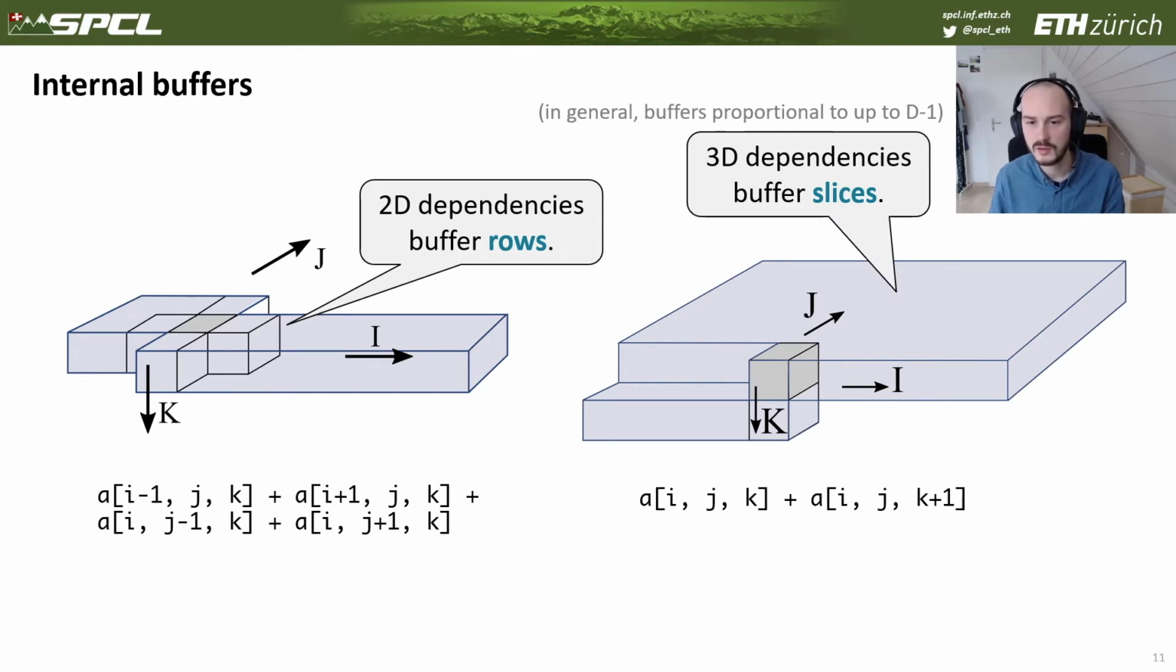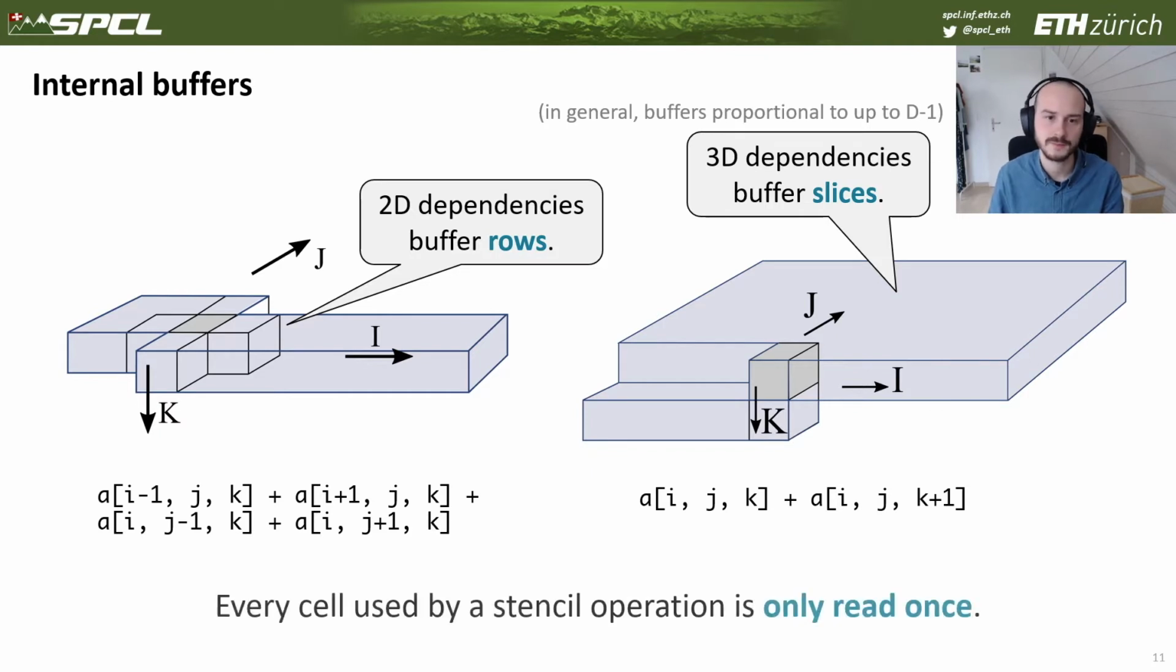In this case, we're accessing a point at ijk, but then we also need the offset k+1, which is in the third dimension. This would require us to buffer this whole two-dimensional slice so that we can hold it in memory throughout all the time until we need it for one k dimension later. If we do this, we gain this property that we want, which is that every cell that is used by a stencil operation is only read exactly once and then thrown away when it's not needed anymore, which essentially means that we gain perfect reuse in the program.